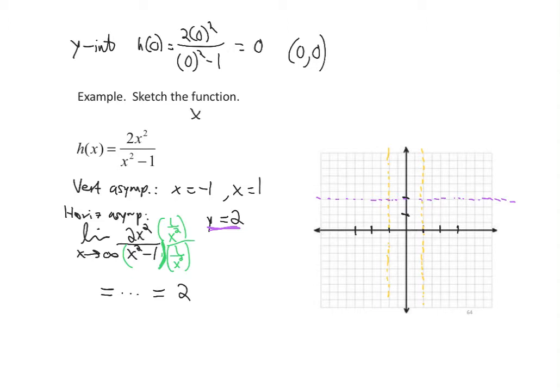My x-intercepts are what I get when I let y, or the function, equal 0 and then solve for x. So in order for 0 to equal 2x squared over x squared minus 1, I have to remember an important fact. The only way a fraction can equal 0 is if the top is 0 and the bottom is not 0. So can you think of a number I can plug in for x that will make the numerator 0 and the denominator not 0 at the same time for the same value of x?